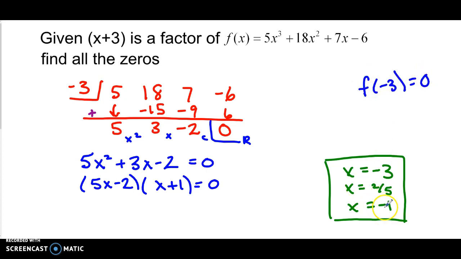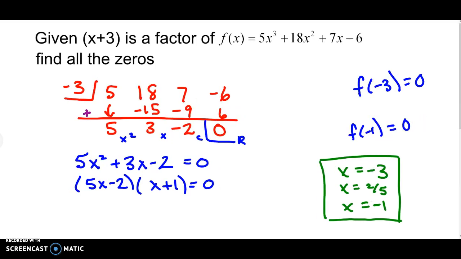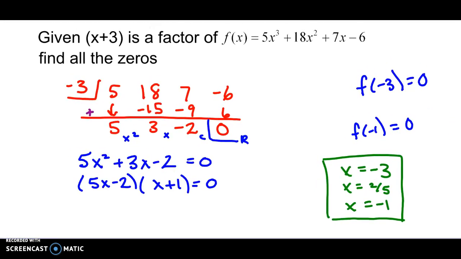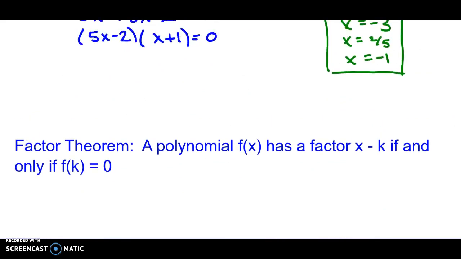So assuming that we did, let's say, synthetic division with -1, what do you think the remainder would have been? 0. Okay, so that gives us our factor theorem. A polynomial f of x has a factor x minus k if and only if f of k equals 0. So again, we know it's a factor if its remainder is 0.